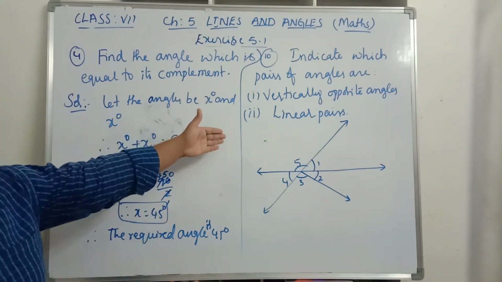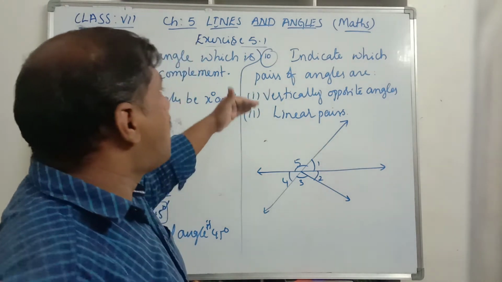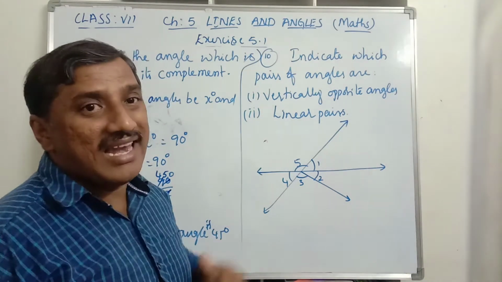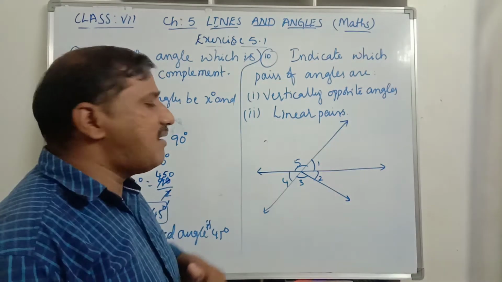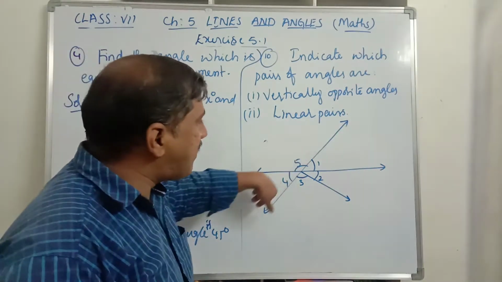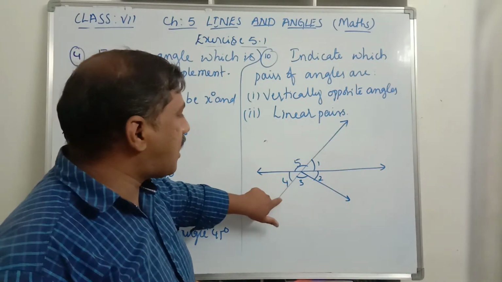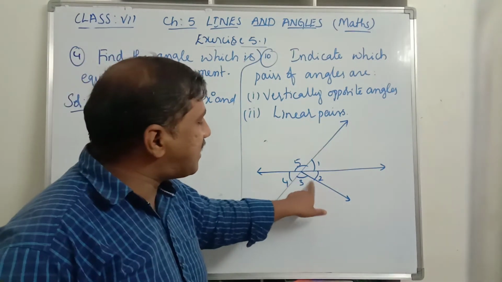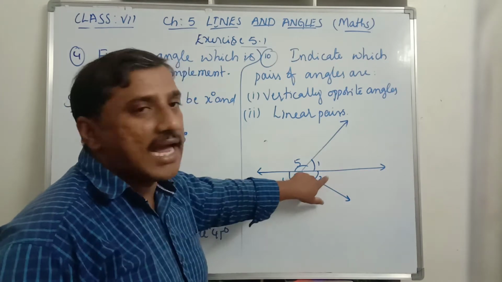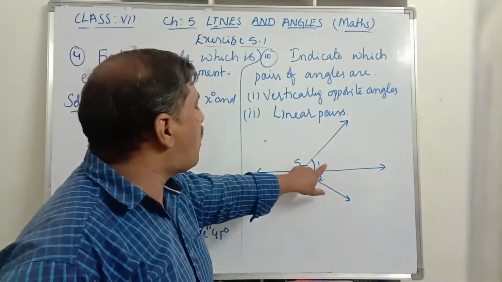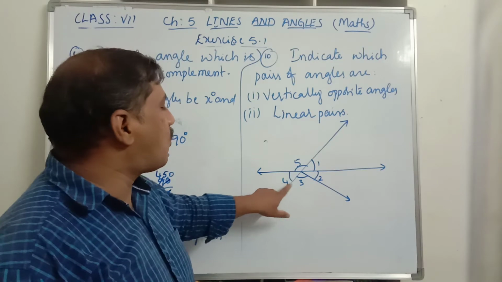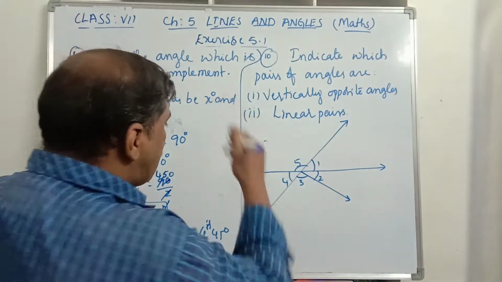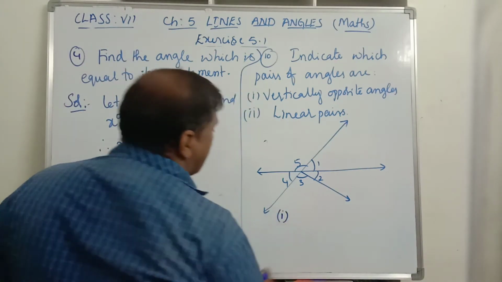Now we will discuss question number 10. Indicate which pairs of angles are vertically opposite angles and which are linear pair angles from the given figure. You see here two straight lines are given, and there are four angles, but one angle is divided by this ray into two angles, angle 2 and angle 3. Here we have angle 1, angle 5, angle 4, angle 3 and angle 2, that is 5 angles. We need to identify which are the vertically opposite angles.